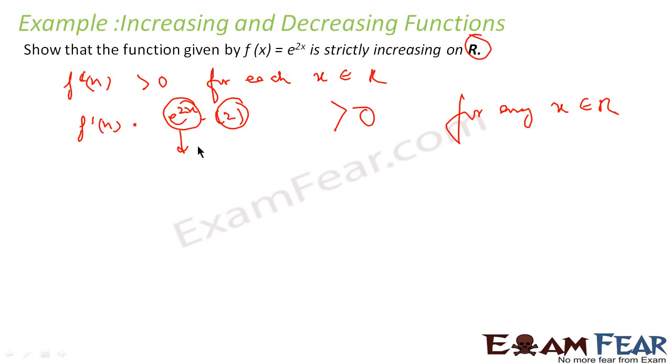You take any value of x, even if you take a negative value of x, this is positive. Let's suppose x is minus 5. Minus 5 into 2 is minus 10. So e to the power minus 10 is also positive. You take any value of x, this is positive. So this is strictly an increasing function.